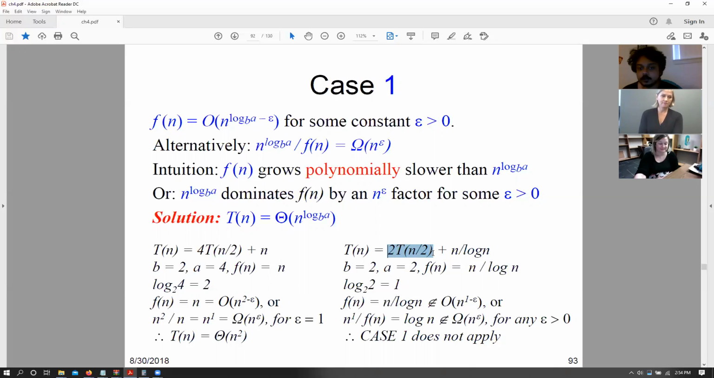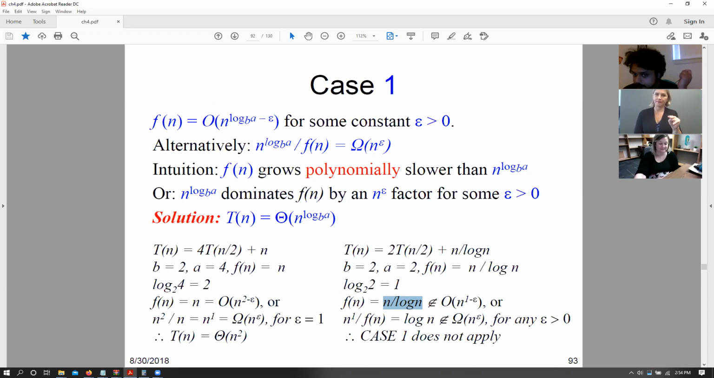Okay, so then we have 2T of n by 2 plus n divided by log n. Here f of n is n divided by log n. b is 2, a is 2, log base 2 of 2 is 1. Now, we basically need to say n raised to the power of 1 minus epsilon. Do we have any epsilon that can result in this particular function here, n divided by log n?